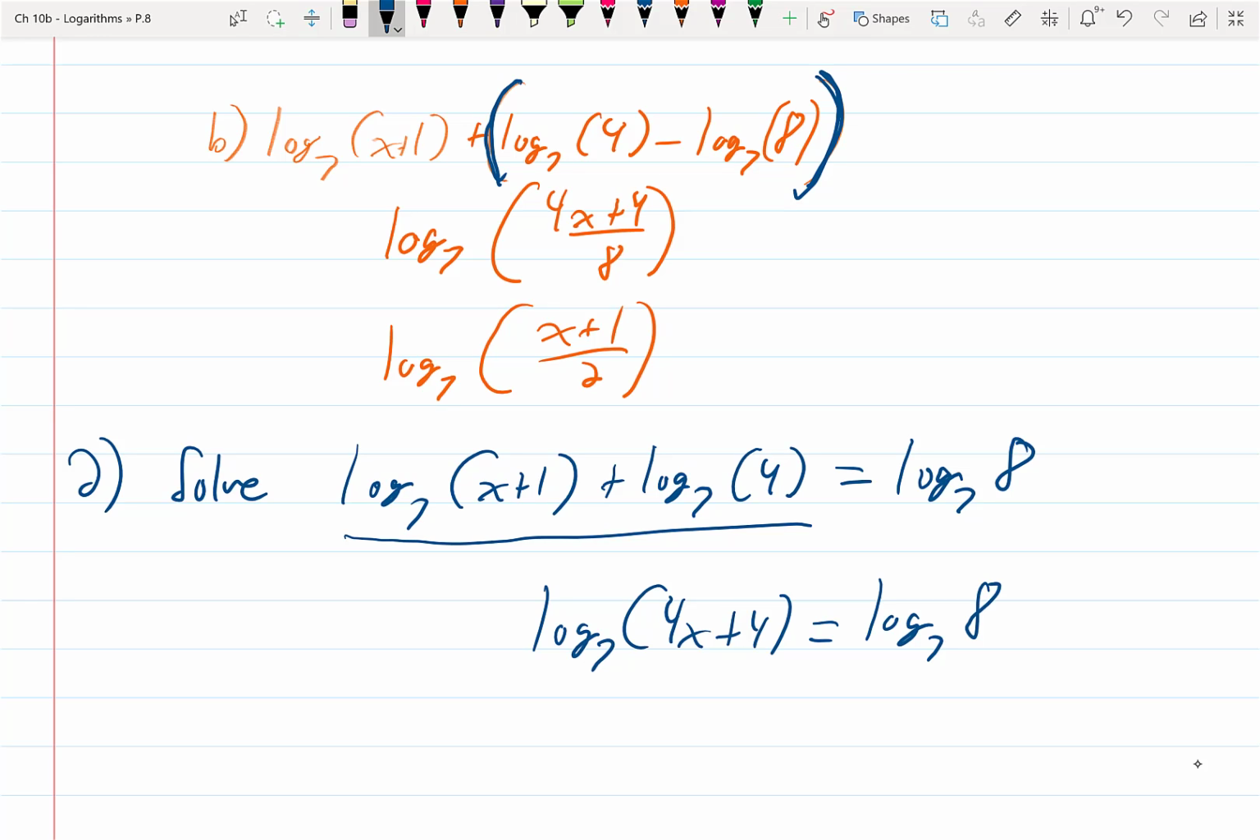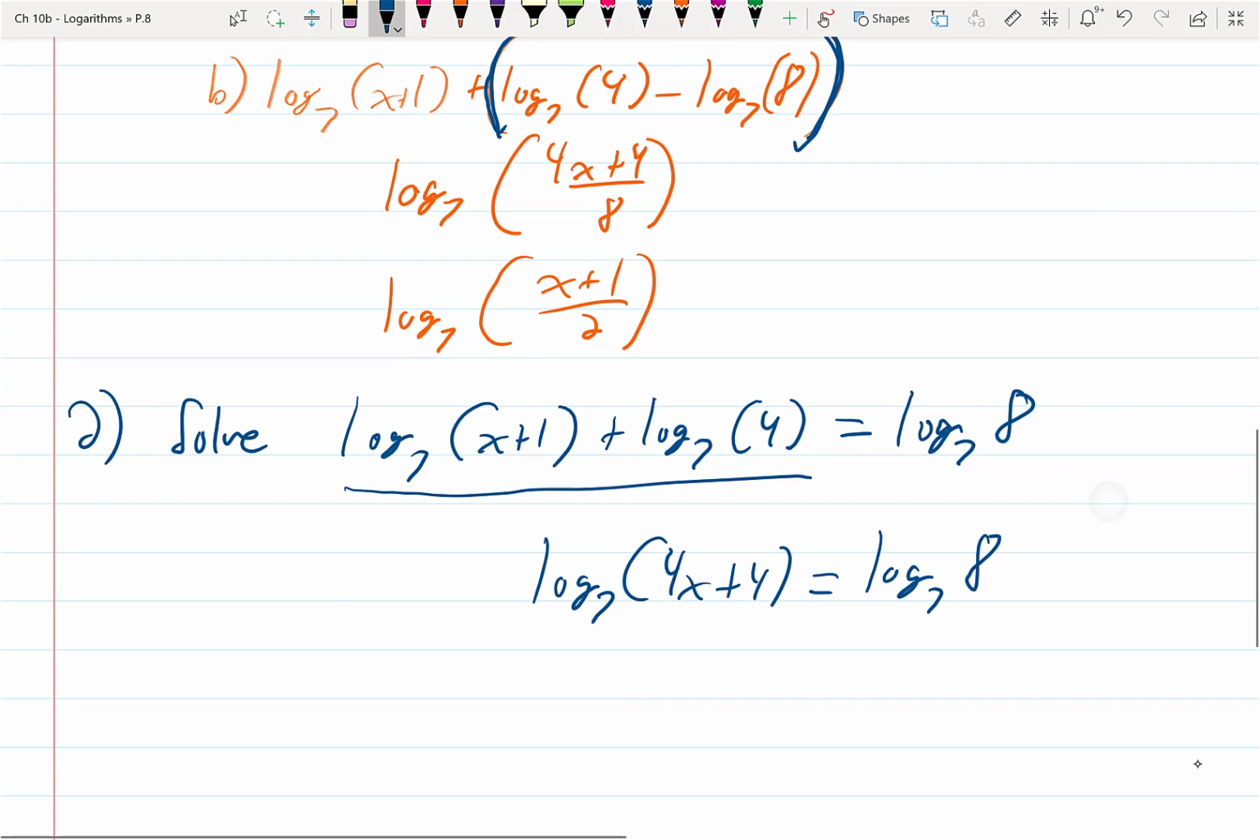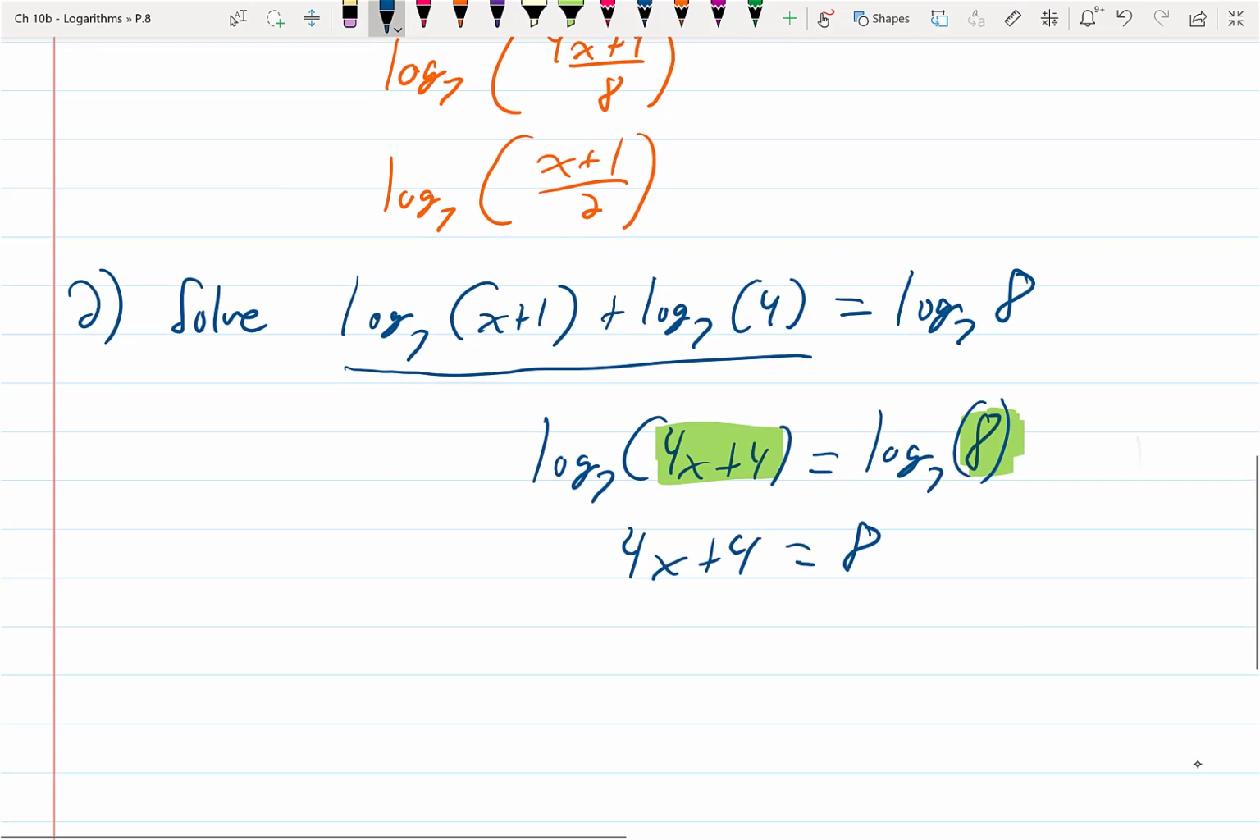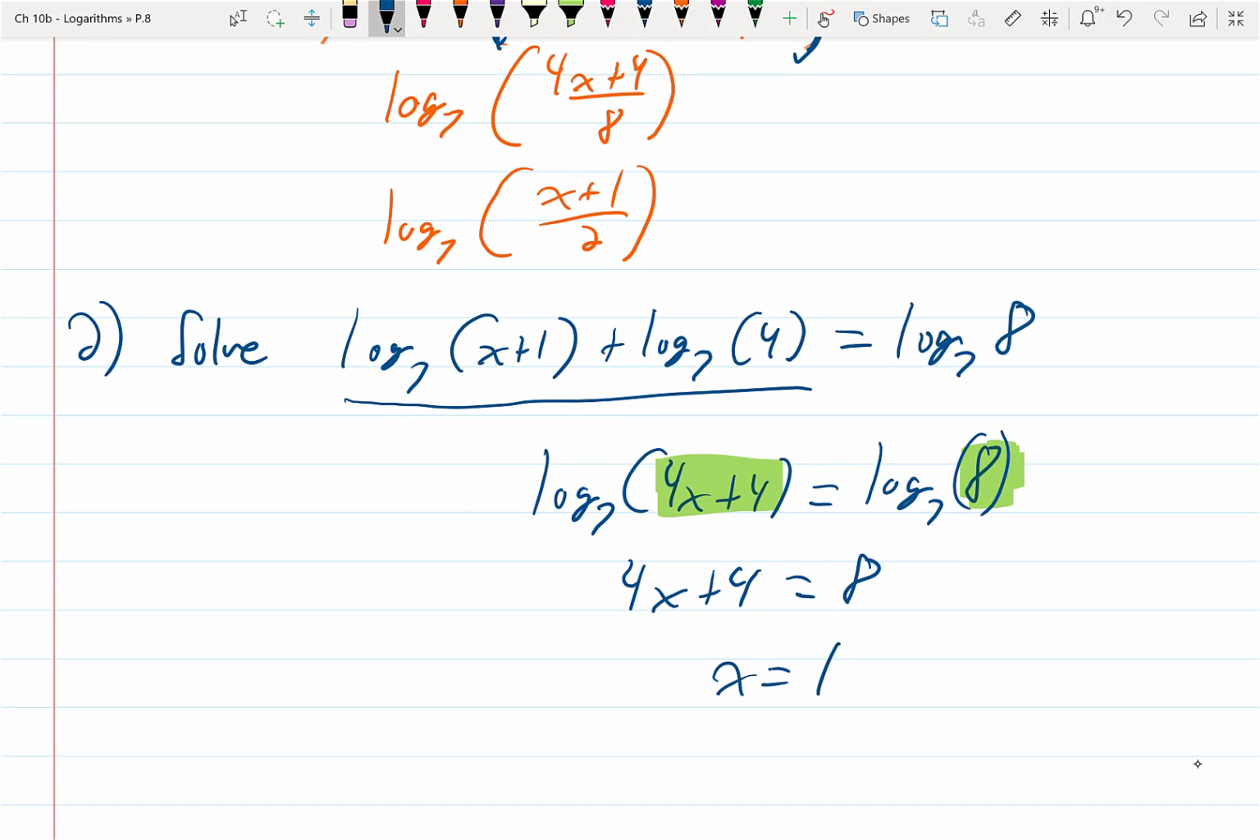Now what? Herschel? Yep. We're going to use the word, and it's okay if you don't remember this one, we're going to use the word argument for the thing inside the log. We're going to make the arguments equal to each other. This is the argument. 4x plus 4 equals 8, which would mean that x would have to be 1.